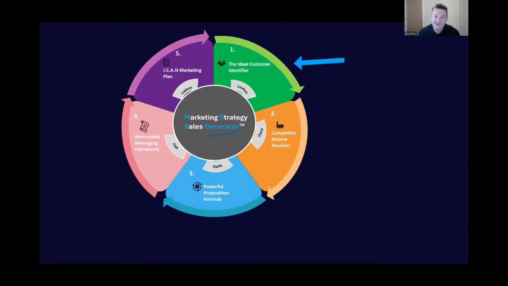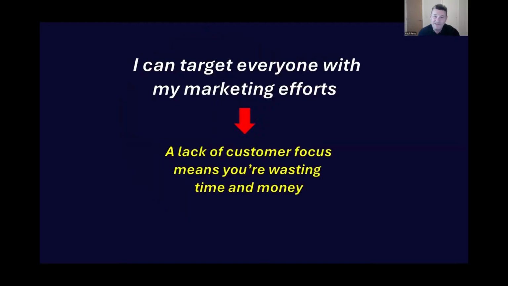So we haven't got time today to go through all the stages in detail, so I'm going to focus in on one area, which is the ideal customer identifier. With many businesses, there's a common belief that they can target everyone with their marketing. And the issue with that is that they're wasting time and money, as many of those will not be the right customers.